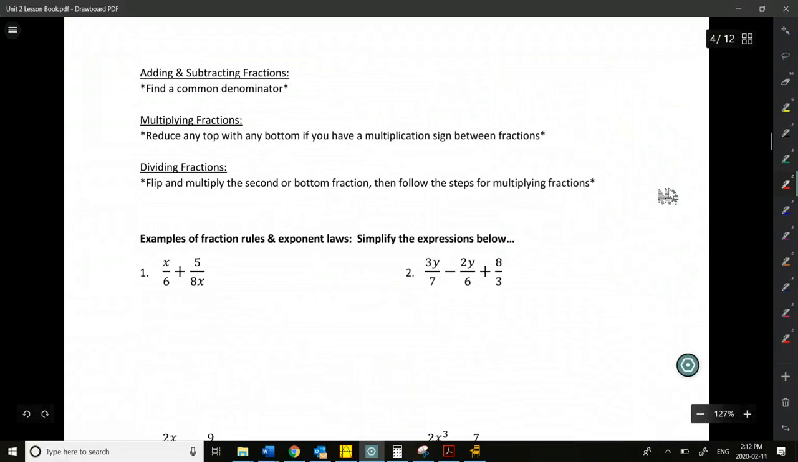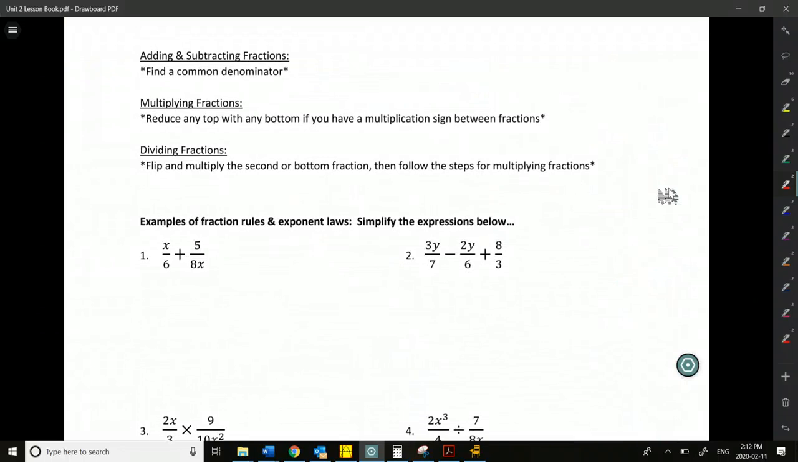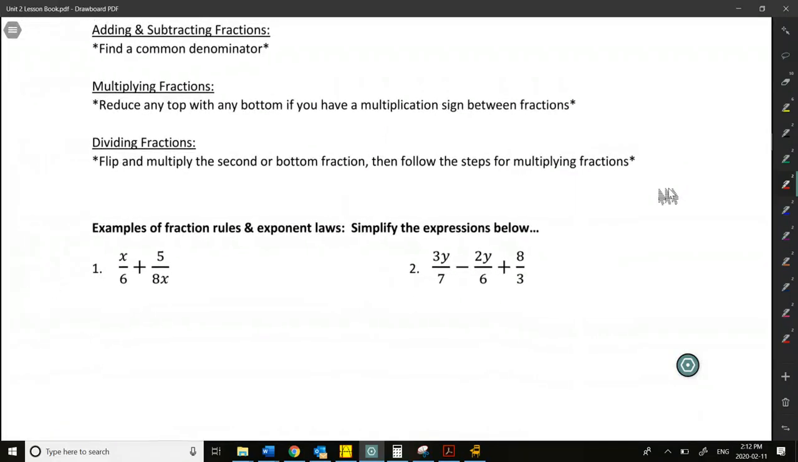Okay, so we're going to do a couple little examples here just to kind of get ourselves back into it. A couple of these have variables. So we call these rational expressions if they have fractions and variables in them.